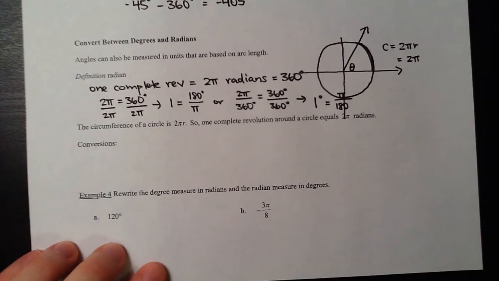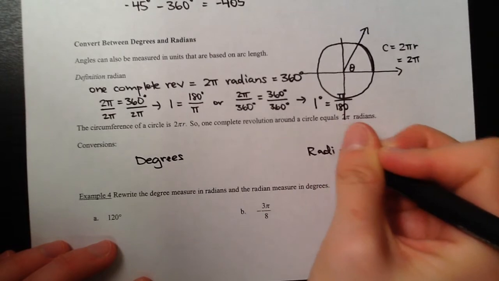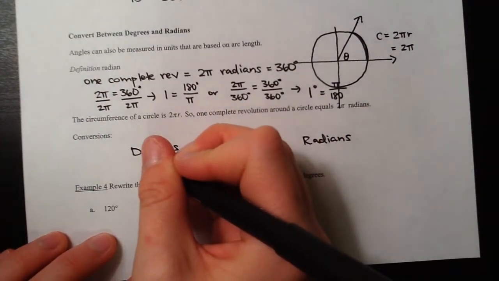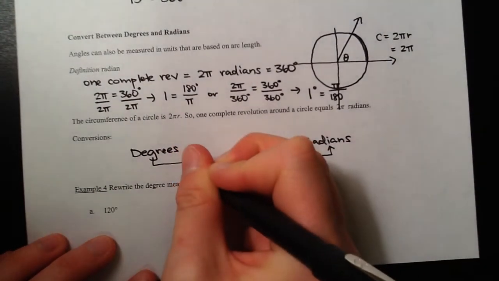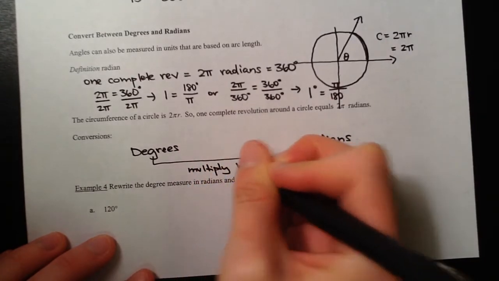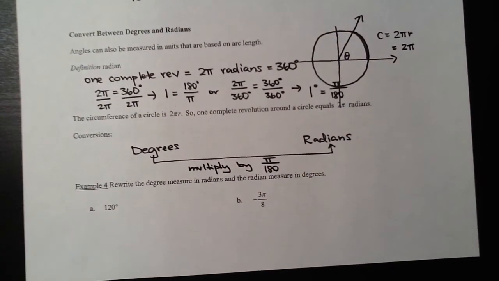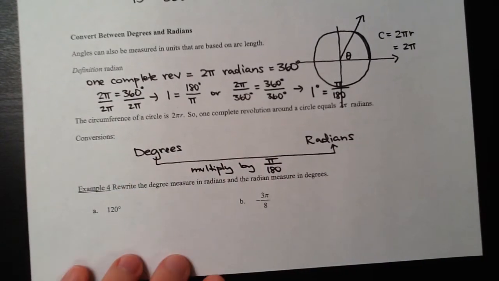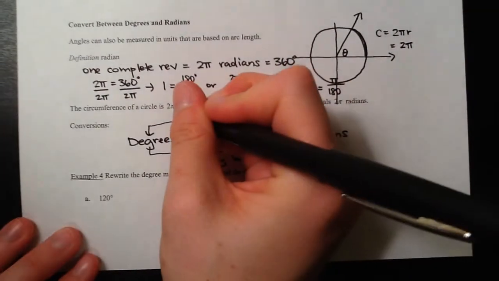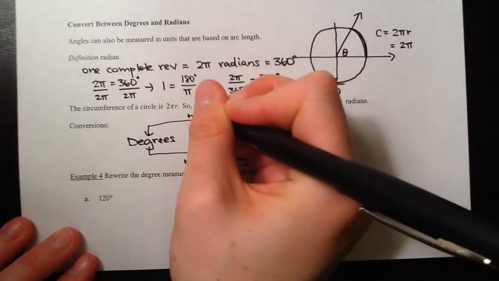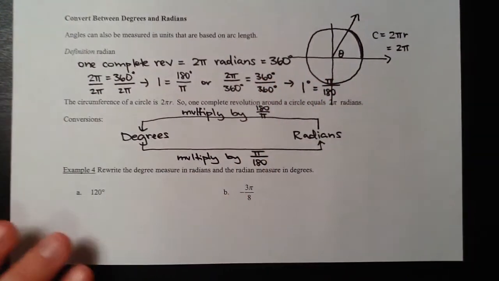We're going to use that to go back and forth, from degrees to radians and vice versa. I'm going to set you guys up a nice little visual aid here. If I give you a measurement in degrees and you want to put it into radians, you multiply by pi over 180. And that's what we have right here: 1 degree is equal to pi over 180 radians. So to go from degrees into radians, you multiply by pi over 180. To go from radians into degrees, you do the exact opposite. You multiply by this number, 180 over pi. Okay, so that's your conversion factor.